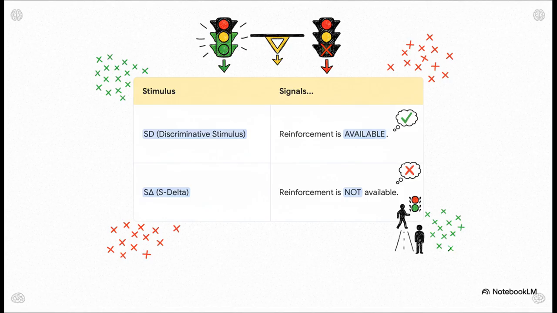Now you can't have an SD without its counterpart, the S delta. They're like two sides of the same coin. So if the red light is the SD for stopping, what's the green light? That's your S delta for stopping. It's the signal that says, nope, reinforcement is not available for stopping right now. In fact, it's a bad idea. The S delta is basically telling you, don't even think about doing that behavior right now.